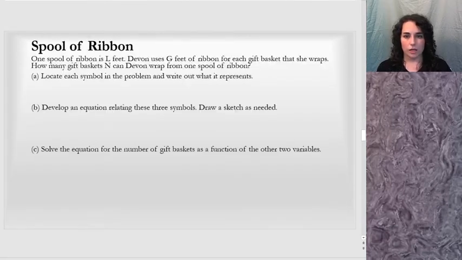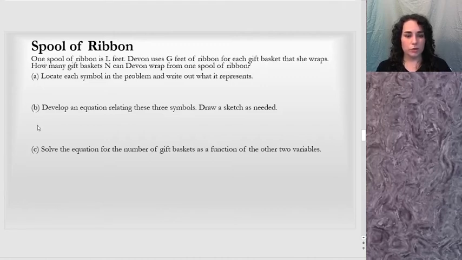about giving gifts. Devin has a spool of ribbon, L feet long, one spool. Devin uses G feet of ribbon for each gift basket she wraps. What a nice person. How many gift baskets, N, can Devin wrap from one spool of ribbon? Okay, so we're not given any numbers here. No numbers. And this may look like the problem from hell for some people, but let's work with it.